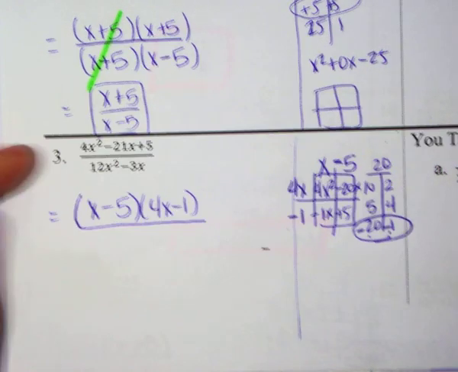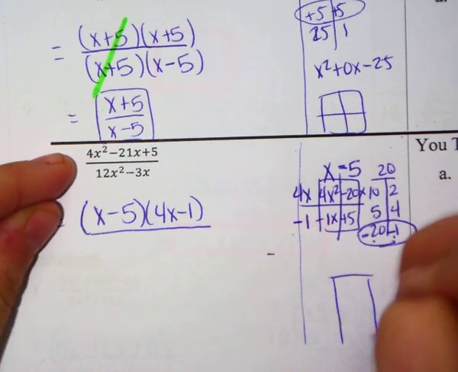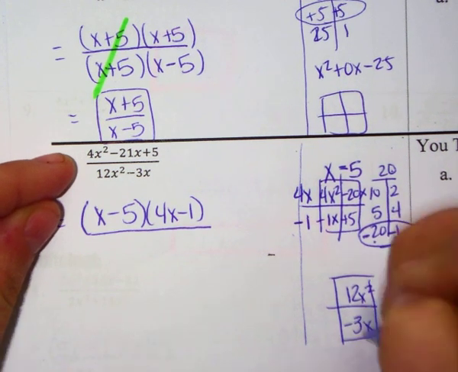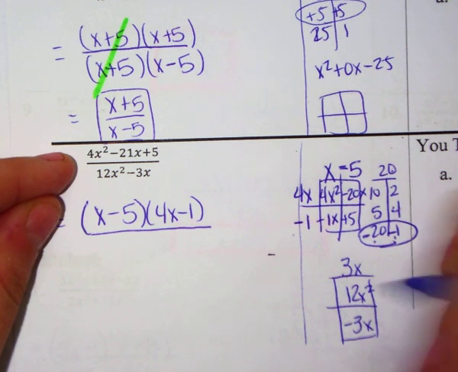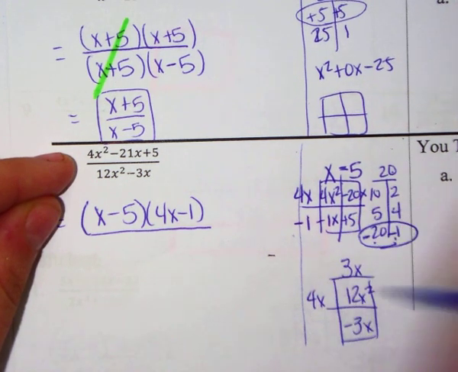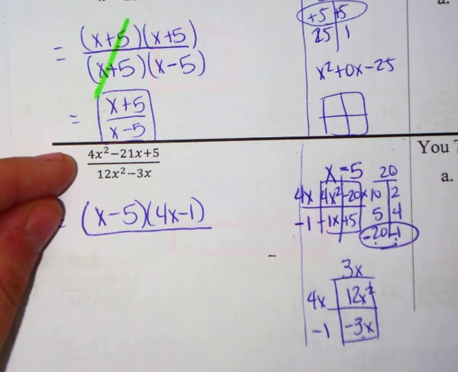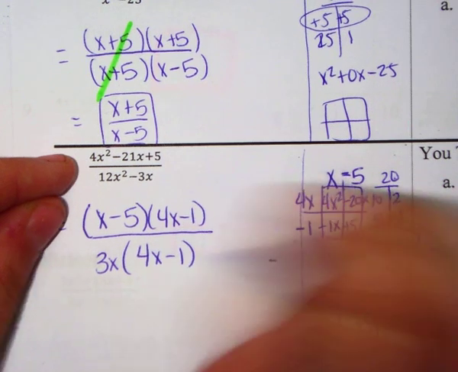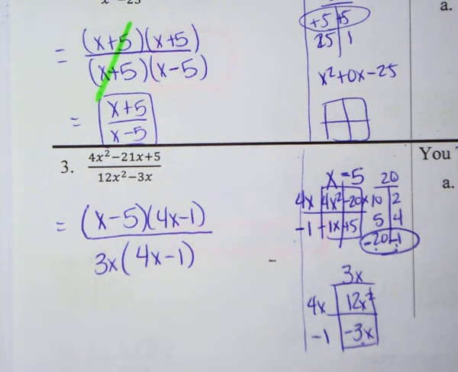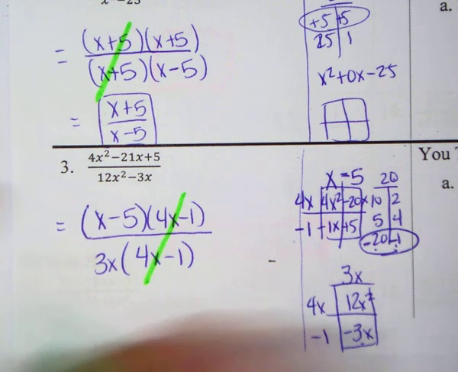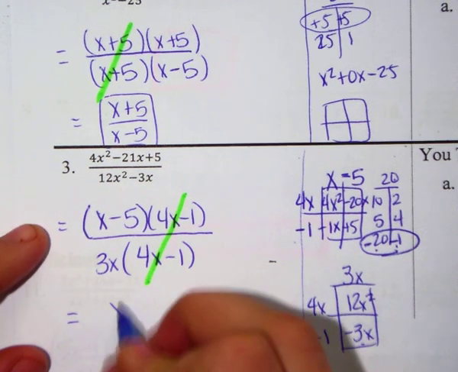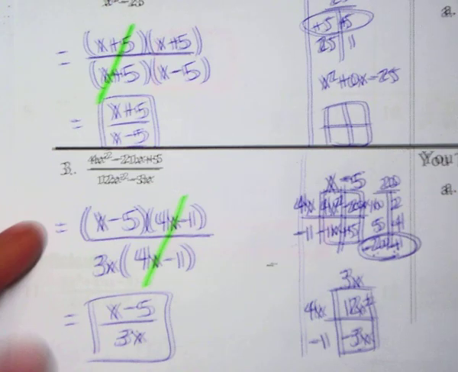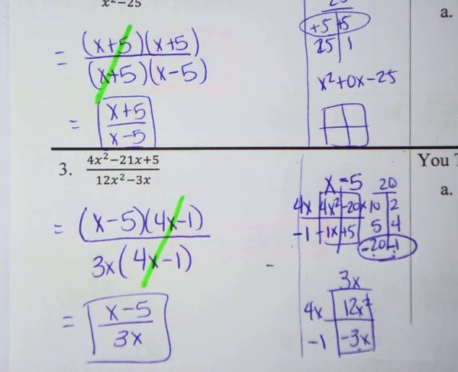The denominator, I can do the box method if I want to factor out a GCF. 12x squared minus 3x. These both have a 3 and an x. 3 times 4x will be 12x squared. 3 times negative 1 will be negative 3x. So 3x times the quantity 4x minus 1. Then anything divided by itself is 1. So we're left with x minus 5 divided by 3x. Make sure that you know how to factor if you want to be able to do this lesson.